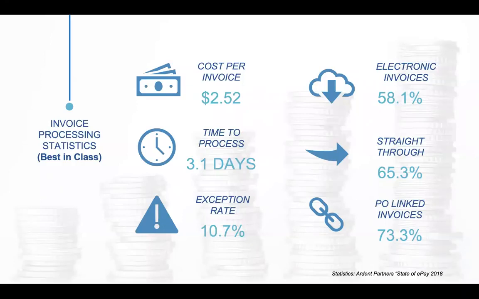By scanning invoices and increasing the percentage of electronic invoices from 20 to 58% within a single processing flow, straight-through processing goes from 19% to 65%. The end result, the overall cost of an invoice goes from 14 down to about 2.52. So you can see the impact is quite significant.